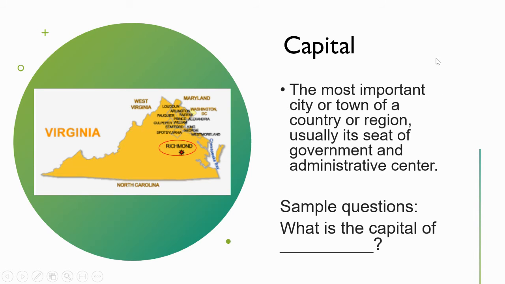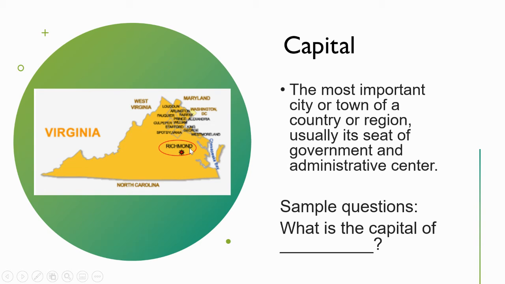The next word I want us to look at is the word capital. Capital in this context refers to the most important city or town of a country or region. Usually, it's the seat of government and administrative center. So this is an example. This is the state of Virginia, and the capital city is Richmond.